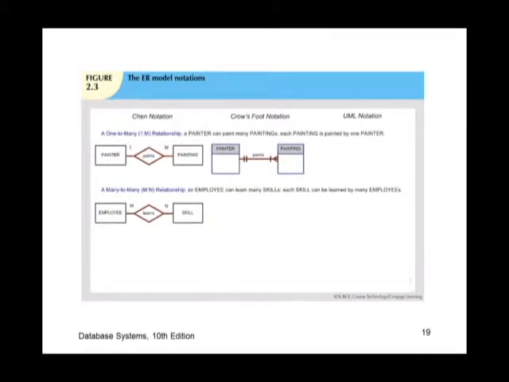Very, very simple relationship. When we look at it under the crowfoot notation, one to many employees learns one to many skills. And reading it backwards, one to many skills are learned by one to many employees. Again, you can see the differences between the two different types of notations. Fairly simple relationship between employees and skills.